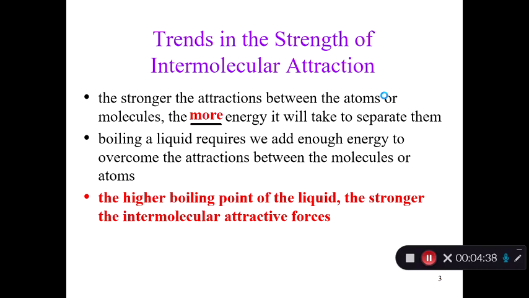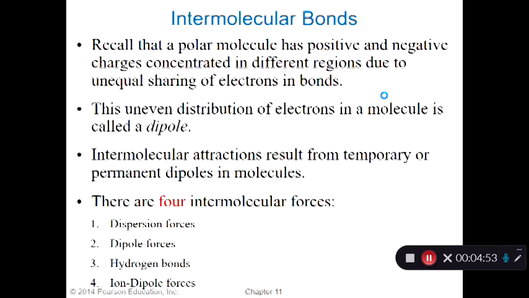So boiling point represents the weakness or strength of the IMFs in the molecules. Higher boiling point, a stronger IMF. Lower boiling point means weaker IMF.